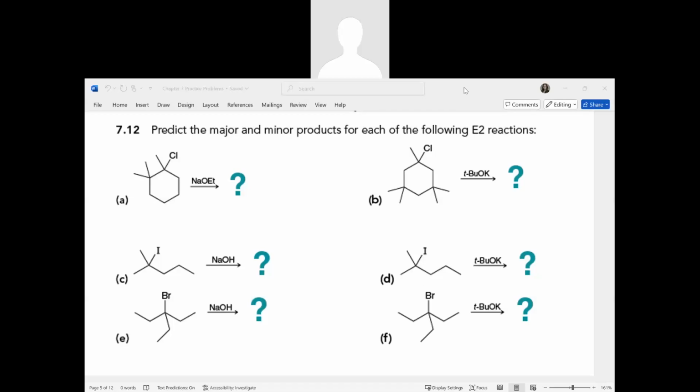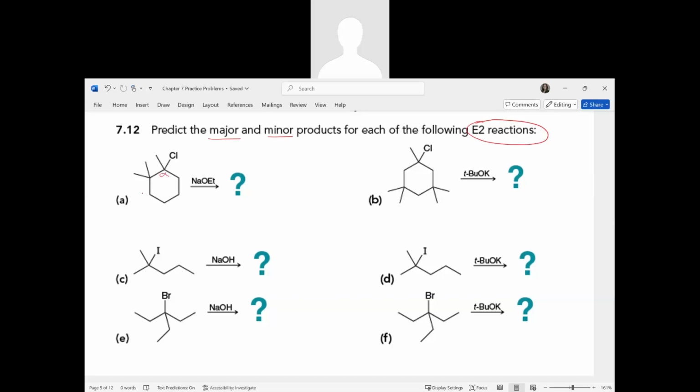For problem 12 from chapter 7, we're asked to predict both the major and minor products for each of these E2 reactions. We're told that each of these reactions will occur following the E2 mechanism. So we're given a substrate and a base as our reagent. Depending on the substrate and the base, we are going to generate different major and minor products. So let's take a look at our first substrate.